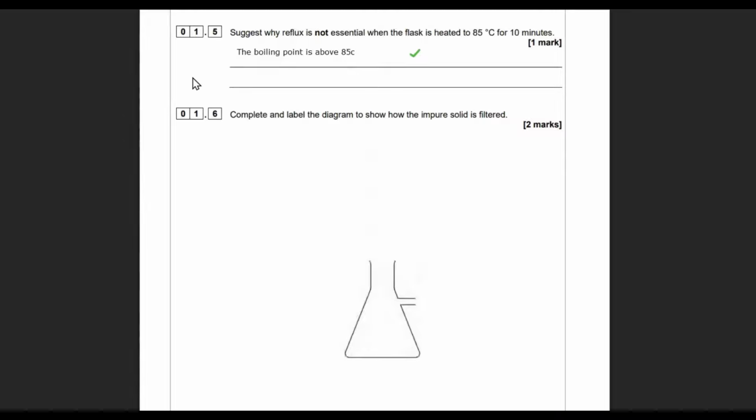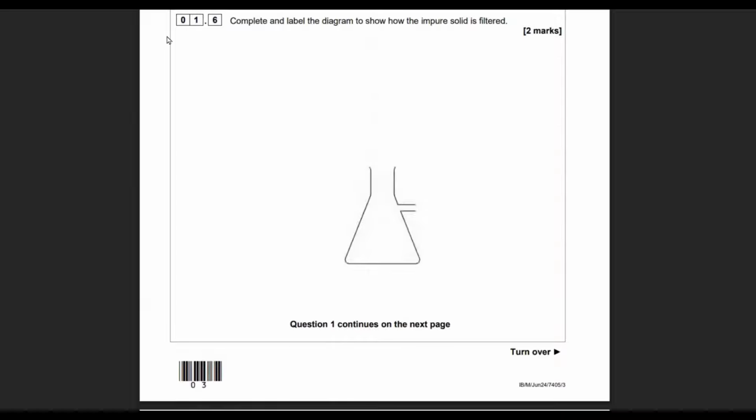Okay, the next part, 1.6, complete and label the diagram to show how the impure solid is filtered. Now notice it says label and you've got to complete. There are several things on the mark scheme that they insist on, but we're going to go through and bust this out. When you want to filter the impure solid, what you want to do is connect a Buchner Hirsch funnel. I used to just call it a Buchner funnel when I was at school, but you can show filter paper in the Buchner funnel.